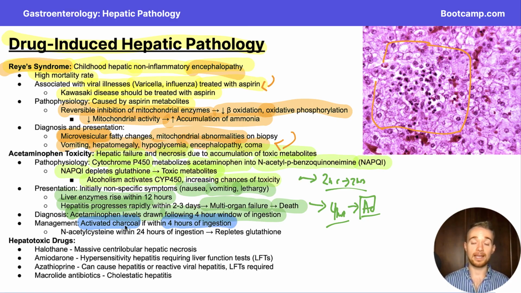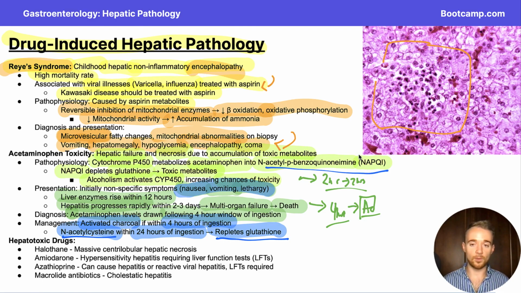Now, getting back into why it's important to catch this, even with these very generic, vague symptoms, if N-acetylcysteine is given within 24 hours of ingestion, in that case, you can replete glutathione. N-acetylcysteine not only repletes glutathione, which is then going to allow for NAPQI to be broken down again, but N-acetylcysteine also bonds to the NAPQI in order to prevent the toxic effects of this metabolite.